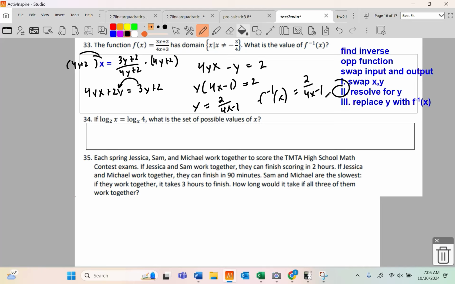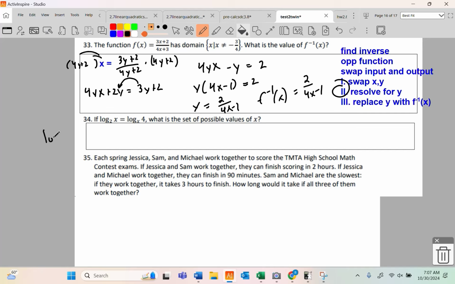All right, 34, we have logarithms. If log base 2 of x is equal to log base x of 4, what is a set of possible values of x? You guys haven't seen logarithms yet. Logarithms will be a topic we talk about in January, late January maybe. It's coming at some point in time. Here's how you do this. It's too early for me to describe what this is saying, but you're going to use something called change of base.